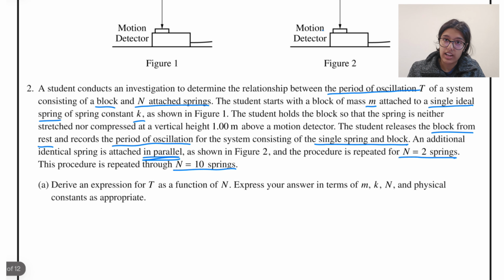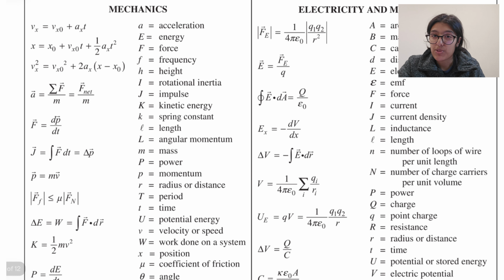And then let's just dive right into part A. So part A is derive an expression for T, and we know T is the time period, as a function of n. Express your answer in terms of m, k, n, and physical constants as appropriate. So right off the bat, I know we're talking about time period, right? So I'm assuming that I need an equation for the time period of a spring. So now I'm going to try and find the equation for the time period of a spring, because maybe I just don't remember it off the top of my head.